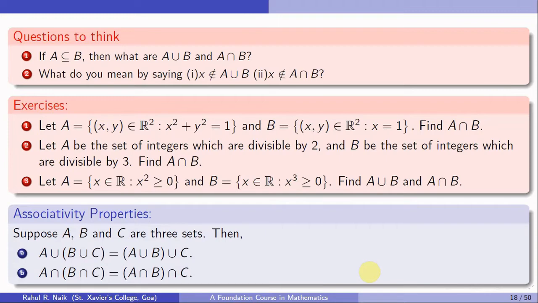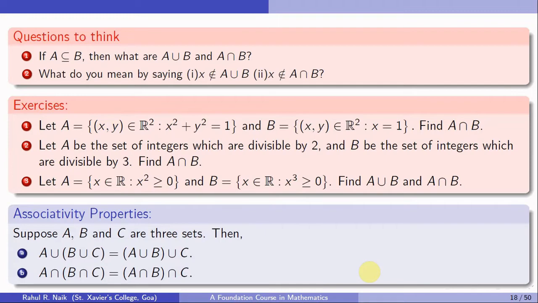Second one, A intersection (B intersection C) in brackets is equal to (A intersection B) intersection C. So both these properties say that whenever we are computing a union of three sets or an intersection of three sets, we can compute any union or intersection first. And the proof, I would prove the first statement, and in a similar way you can prove the second statement.